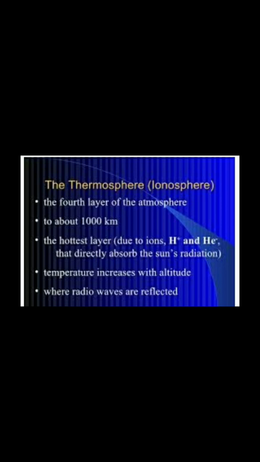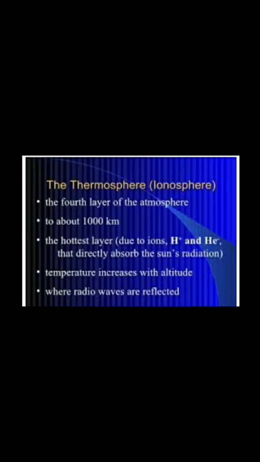The third point here is the hottest layer, which I think is the main point. Due to high ions, H plus, H minus, He plus and minus, all these kinds of ions directly absorb the sun's radiation, and that is why it is the hottest layer. You have studied the coldest layer, the mesosphere, and the hottest layer is the ionosphere in the thermosphere. Because it absorbs solar radiation, the temperature increases with increasing height.